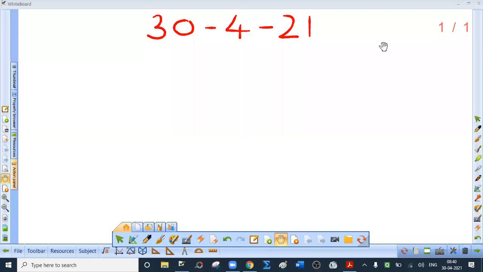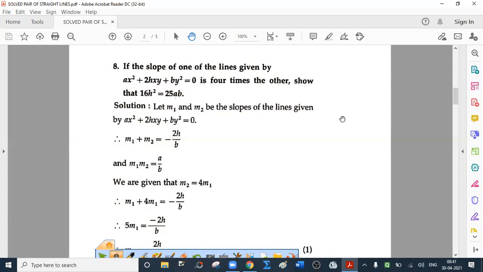Good morning. I think we have to do two sums from exercise 4.1, and then an important part. We will discuss the angle between lines represented by ax² + 2hxy + by² = 0. Let me explain first. This is sum number 8.